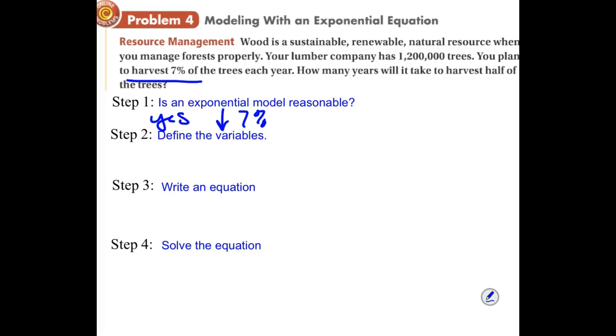We're going to define the two variables. They are asking us to find time, how many years it will take until I've harvested half of the trees. So I'm going to let T be time in years, and I'm just going to let Y equal the number of trees remaining.